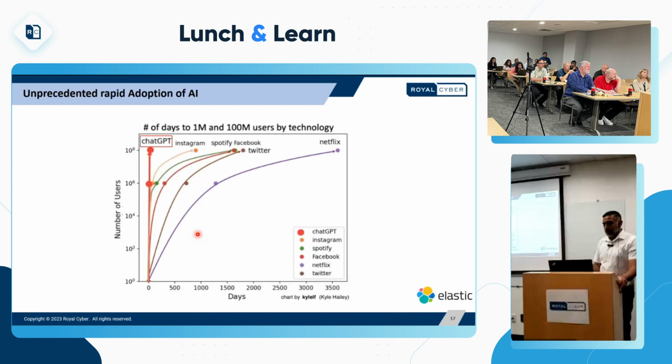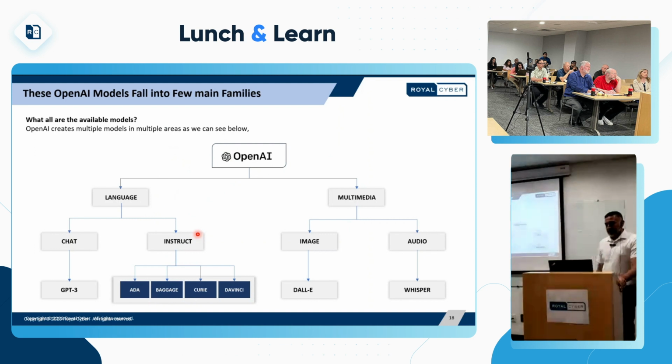This is just to let you know that Netflix got to 100 million users in about 10 years, while ChatGPT got that same number of users in 10 days. You can see the number of users ChatGPT got compared to Netflix. Coming back to OpenAI ChatGPT, these are all the models available within OpenAI. We will be talking about GPT 3.0, which is out here.